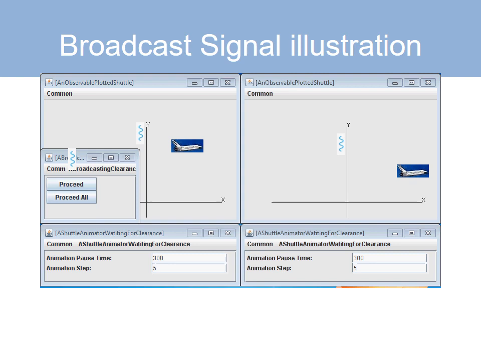So if you know something about signaling, you know that there's a notion of broadcasting also. So that's what's going to happen here. When the proceed button is pressed by the controlling thread, both shuttles will at the same time get dequeued. So this thread is waiting. I proceed all now, and they both start flying. Okay? So basically, all the threads in the queue get dequeued.